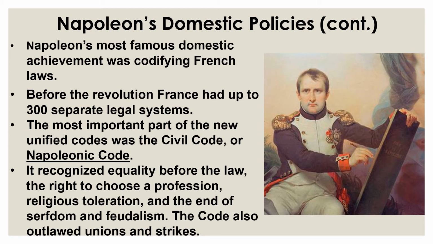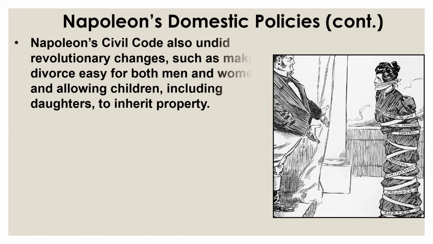These are all things that the earliest French revolutionaries wanted guaranteed when they wrote the Declaration of the Rights of Man and Citizen. So this shows you, in some respects, he does enshrine the ideals of the French Revolution and the Enlightenment. But in others, he doesn't. The code also outlawed unions and strikes. And also, he was an absolute ruler as the Emperor of France. So he's a paradox, a contradiction in terms.